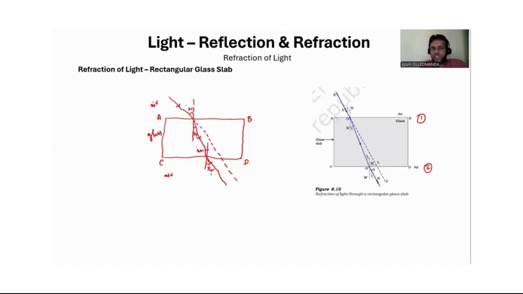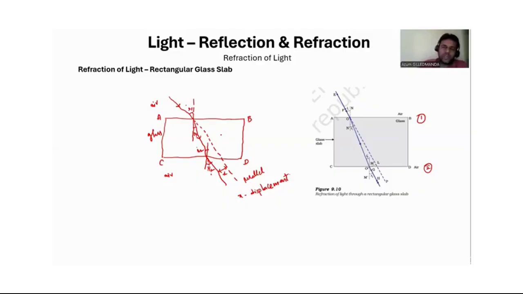If you see this, the final refracted ray coming out of the glass slab and the virtual path of the light ray, they are always parallel. And this distance, the distance that I indicated with the X, that is the displacement of the light ray because of the refraction. That's the displacement that happens because of the refraction due to the glass.